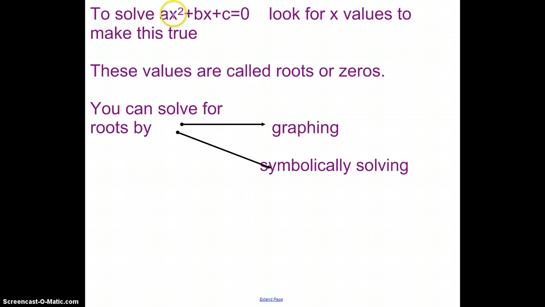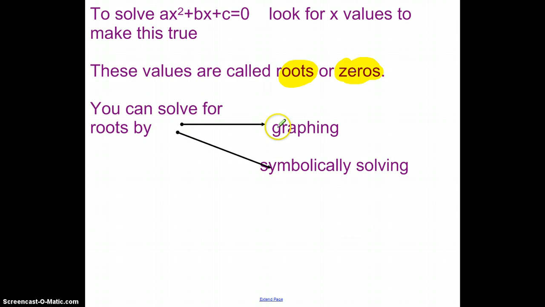Now when I actually find out what values of x would make a quadratic equation true, those are called roots or zeros. You'll probably hear them called zeros a lot more, but roots or zeros are the names of the x's that I can actually plug in here to give me zero on both sides.